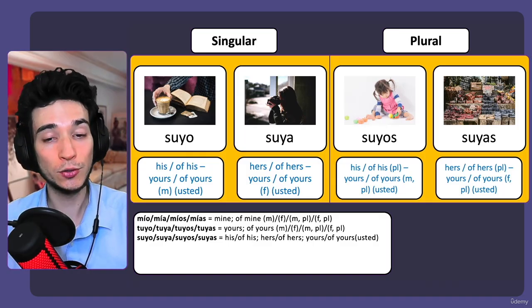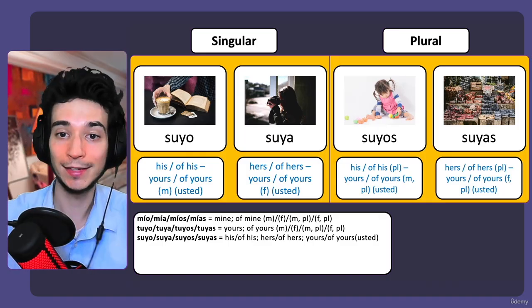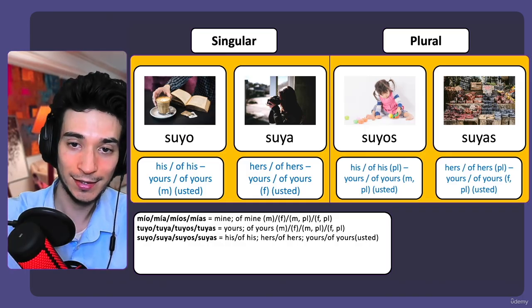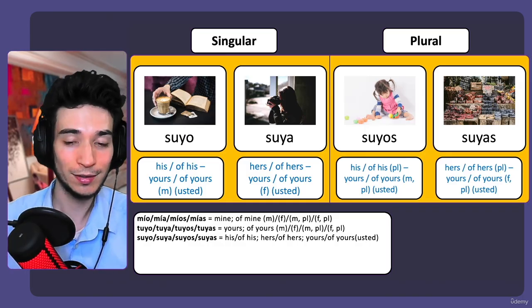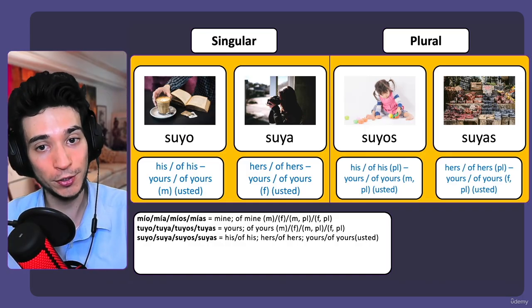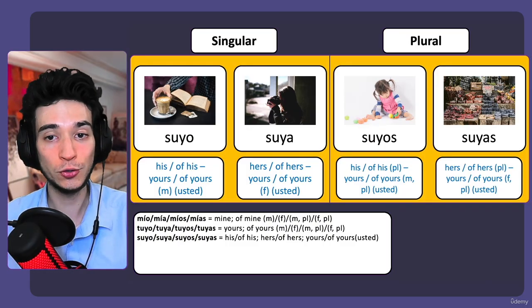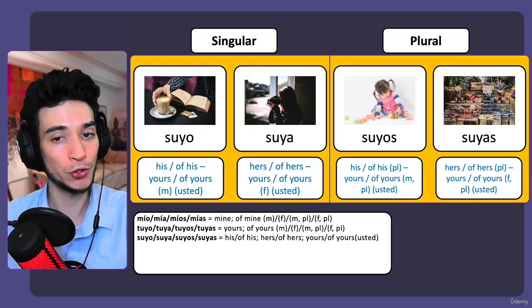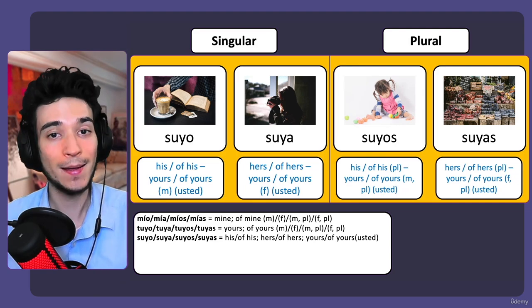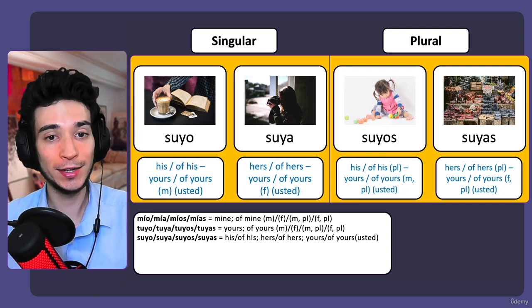And the next one, suyos, which means his or of his, but plural. Same thing for yours, of yours, plural, referring to someone as usted. And suyas is the feminine version. Suyas. Okay, let's try the examples.